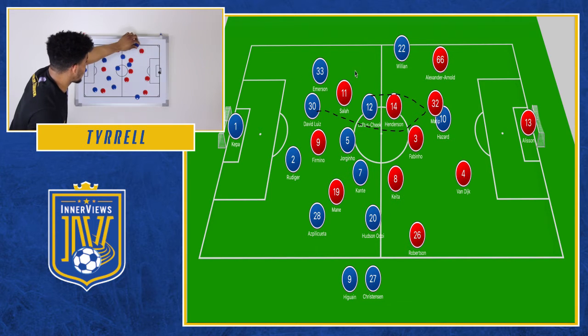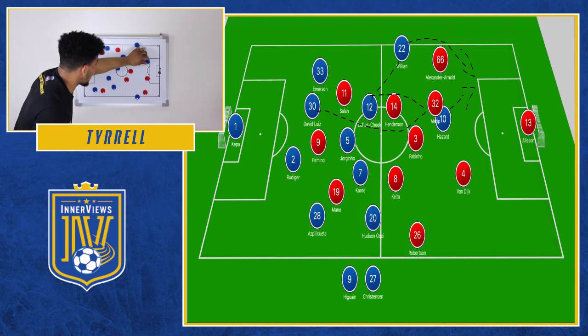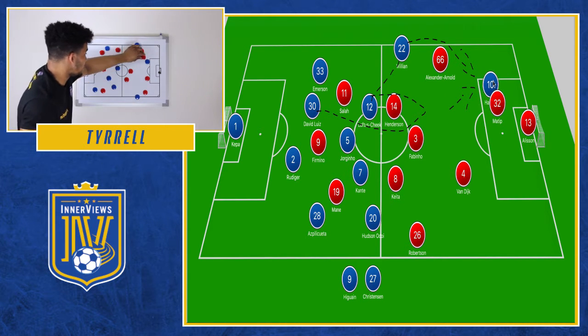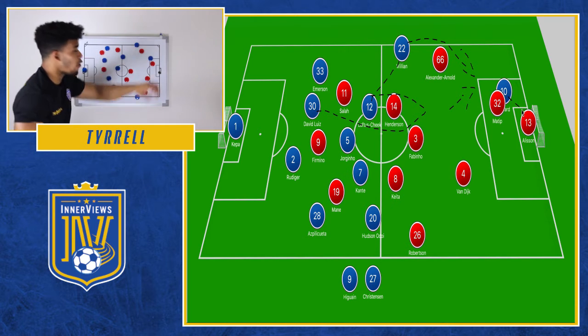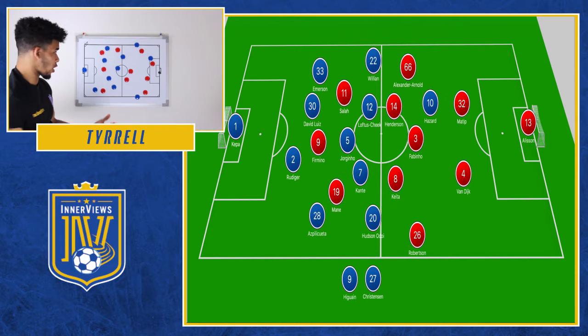You see Willian shift out to the left-hand side, and initially as Hazard pulls him out, he darts into space behind Matip. Ball to Willian. Willian pokes it to Hazard. Matip does recover, but Hazard cuts in and out, fires a low shot on goal. Just one example as to how Hazard and Willian were combining.